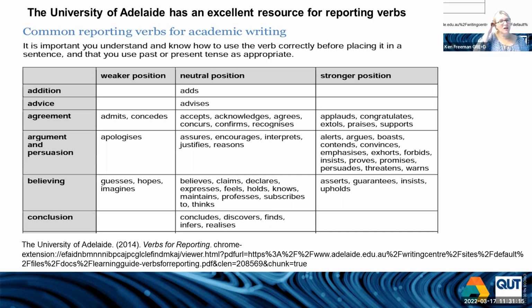So what I like about this resource is it has the weaker position, the neutral and the stronger position. That's just part of it. There's more there as well. But you can see, are you trying to show what the source has concluded? Are you wanting to show that you agree? And there's a whole stack more as well if you go into that, or just Google reporting verbs. But I want you to mix them up, all right? Use synonyms.